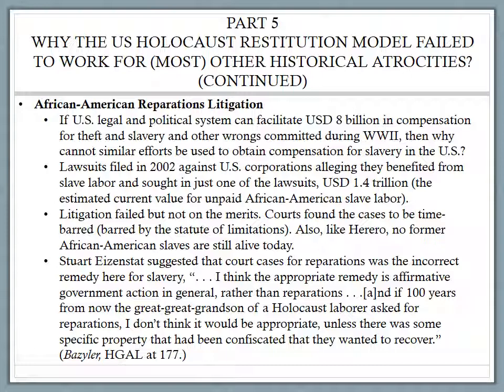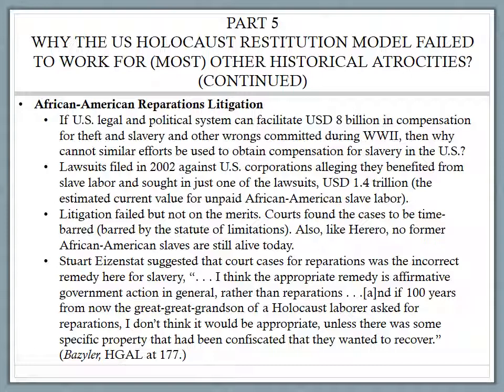So the thinking was, if US legal and political systems can facilitate 8 billion US in compensation for theft and slavery and other wrongs committed during World War II, then why cannot similar efforts be used to obtain compensation for slavery that occurred in the US, which, again, having concluded more than 100 years ago, has effects that still impact the African American community today. Lawsuits for this particular type of litigation were filed in 2002 against US corporations, where the allegations were that the corporations benefited from slave labor and sought, in just one of the lawsuits, $1.4 trillion in compensation, which was, according to those who filed the lawsuit, the estimated current value for unpaid African American slave labor.